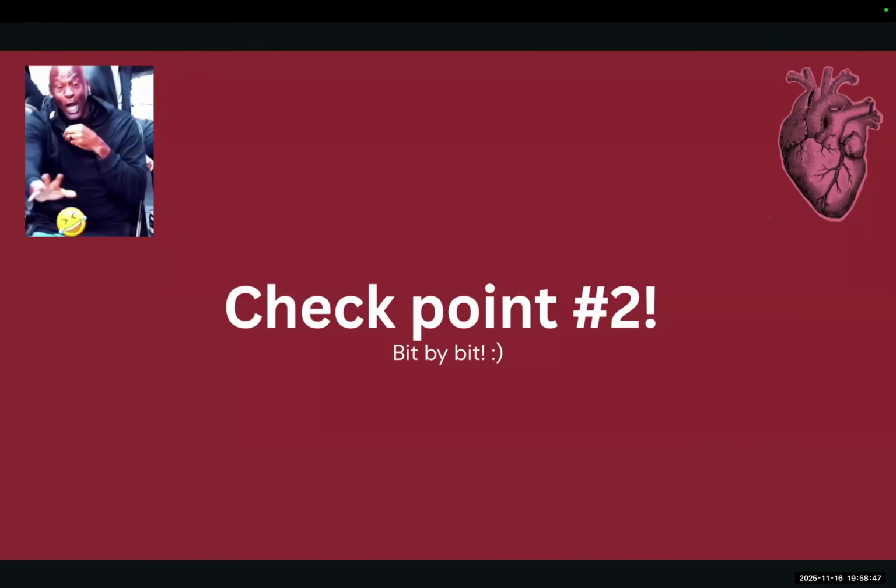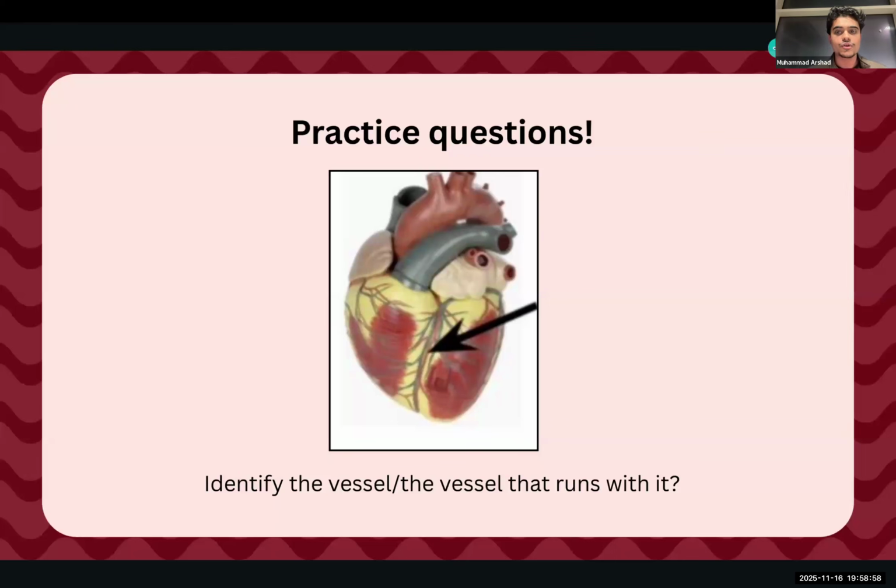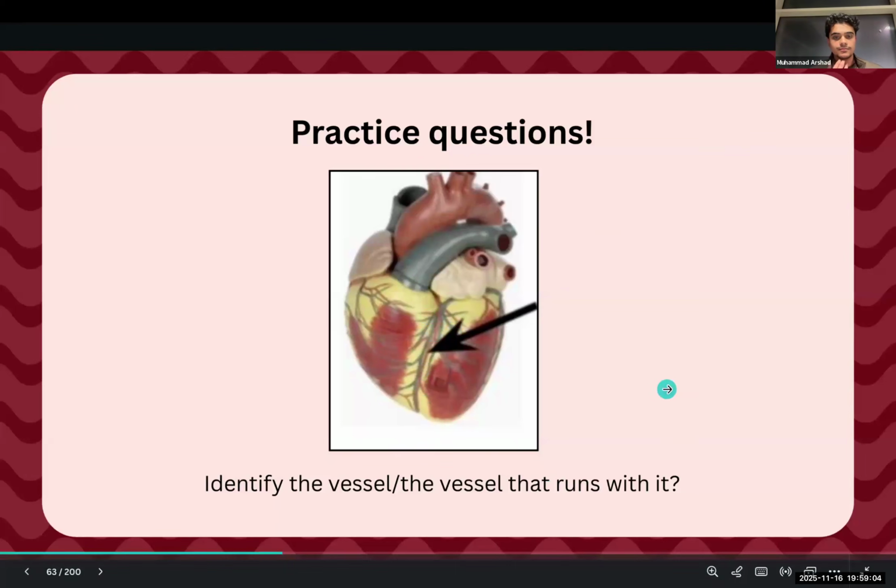Okay. Is there anybody else? Otherwise, I'll just go straight into practice questions. Okay, I'm just going to go ahead and go into practice questions in that case. So can somebody please unmute and tell me what vessel this is and what is the vessel that runs with it?